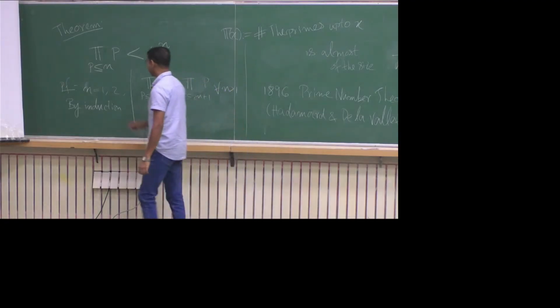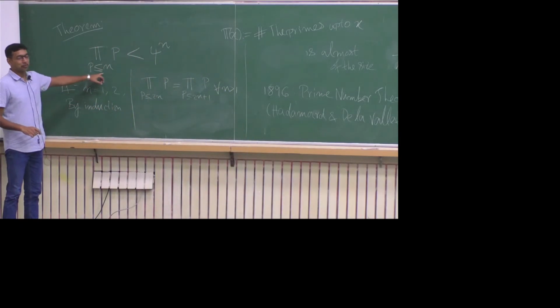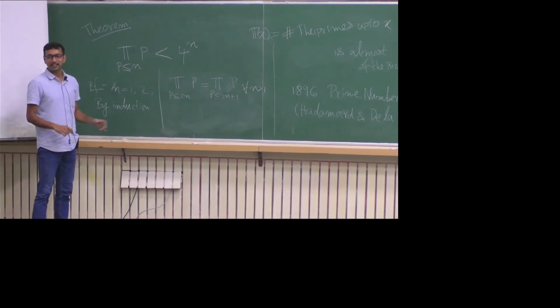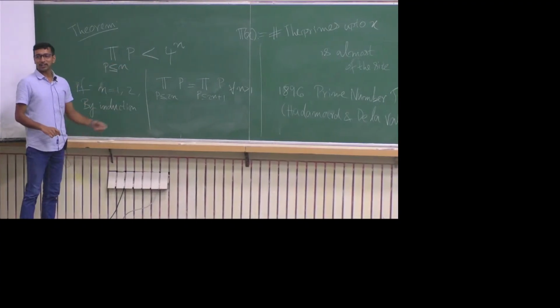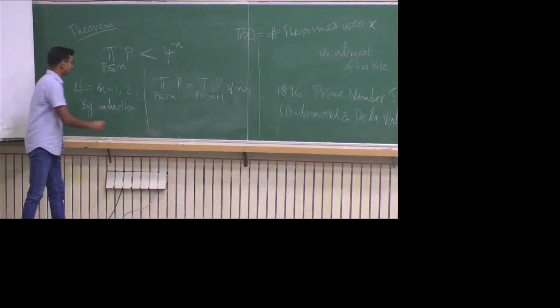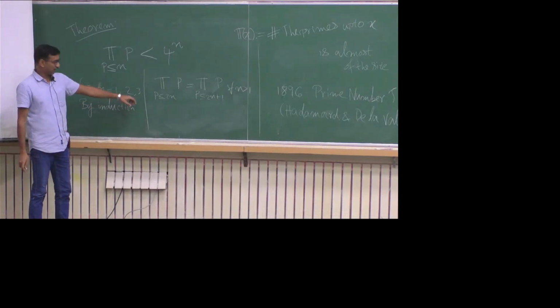Alright? So in particular, you can check for one more n, that is n equal to 3. That means you take the product here, 2 times 3 times 5, and that is 30. And on the right hand side you get 4 cubed, that is 64. Of course it works, right? So it is true for n equal to 1, 2, and 3.